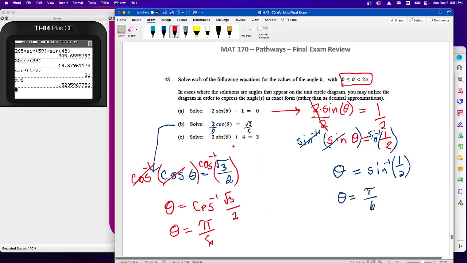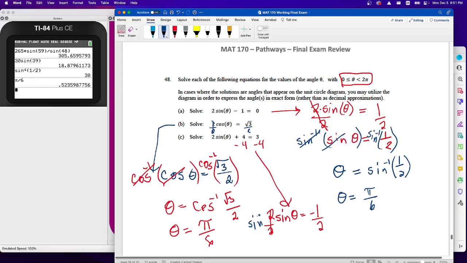And finally, let's look at this last one. We would subtract 4 from both sides. So then we're going to get 2 sine of theta is equal to negative 1, 3 minus 4. Divide both sides by 2. That'll cancel. So we have the sine theta equals negative 1/2. And again, we're looking for what angle of theta gives a sine of negative 1/2.